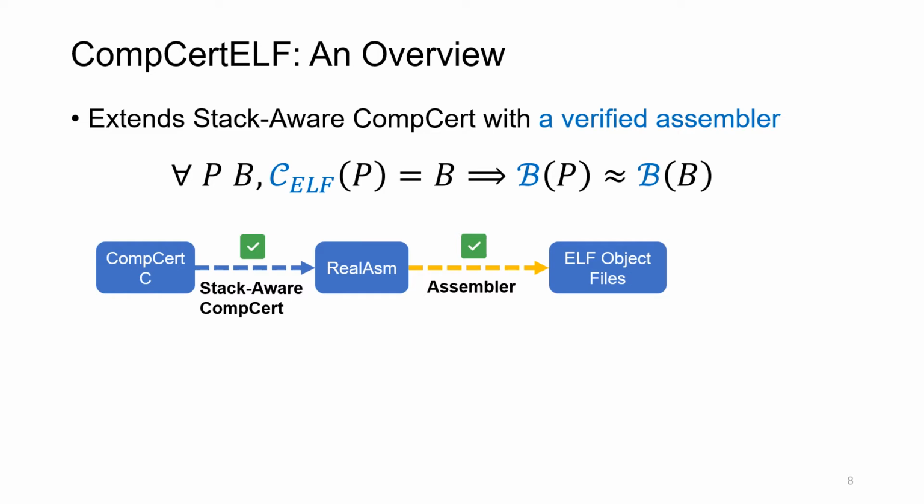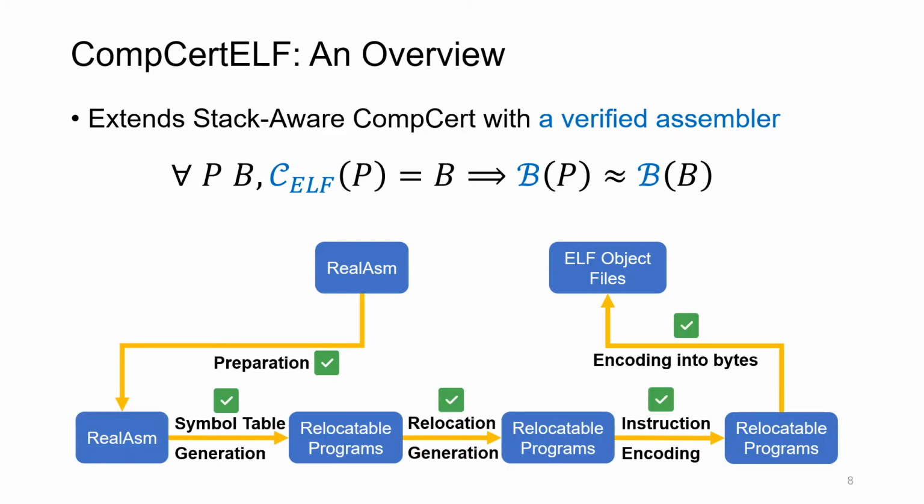Its correctness theorem states that if the source program P can be compiled into an ELF object file B, then B should behave the same as P. The verified assembler consists of the following passes. First, some preparation phase. Then, RealAsm programs are transformed into an intermediate representation called the relocatable programs by the symbol table generation pass. The relocatable programs are simply an abstract representation of object files. Then the relocation information is generated, and the instructions are encoded into the binary forms. Finally, the relocatable programs are encoded into a sequence of bytes representing ELF object files.